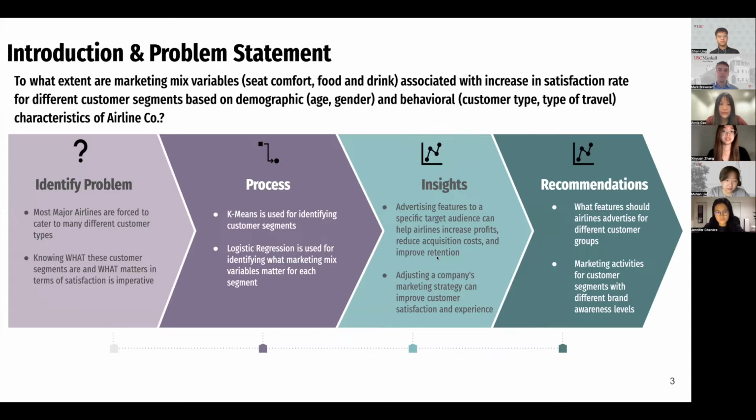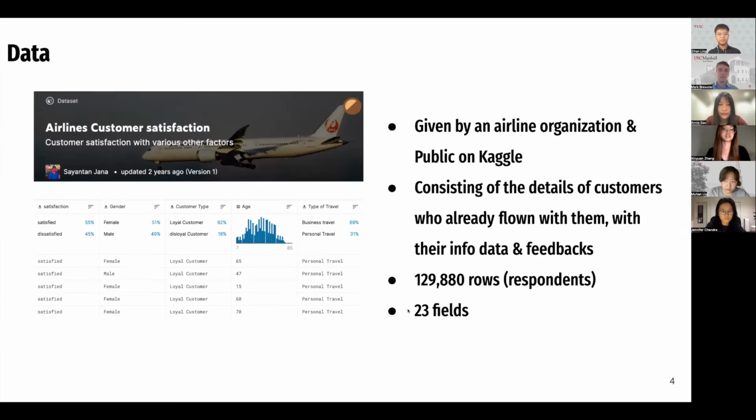So if you look at the slide, you can see the process. We are using K-means clustering to identify customer segments. Then we use logistic regression to understand the important variables. We have identified what variables we will use, but today we really want to focus on the last part, the implications and recommendations. Next, we'll go over the data description.